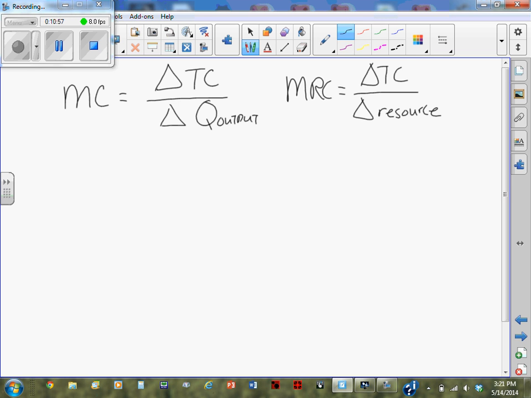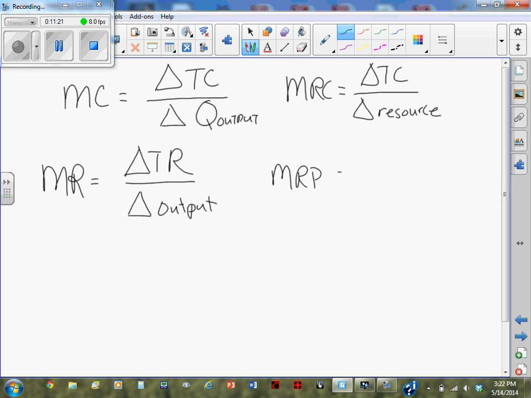On our product side, remember, marginal revenue is equal to the change in total revenue divided by the change in output. Our marginal revenue product is equal to the change in total revenue divided by the change in the amount of resource that's purchased.